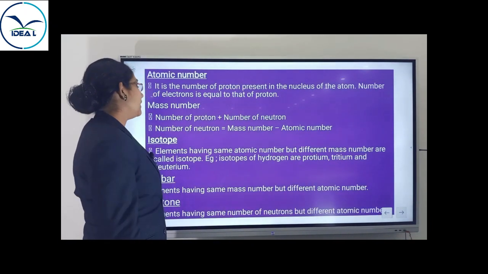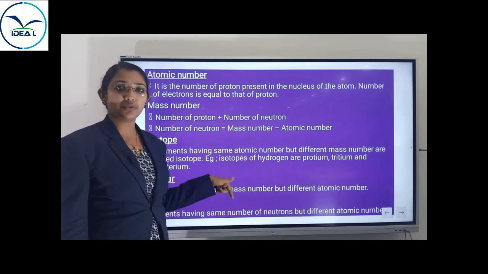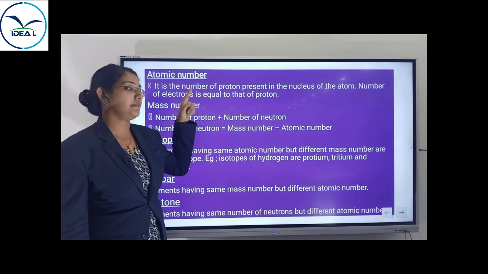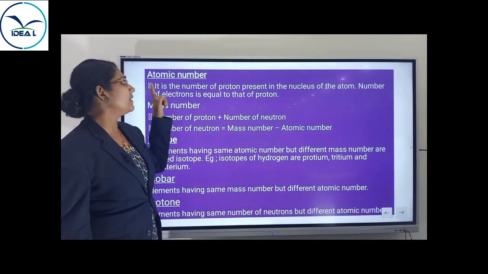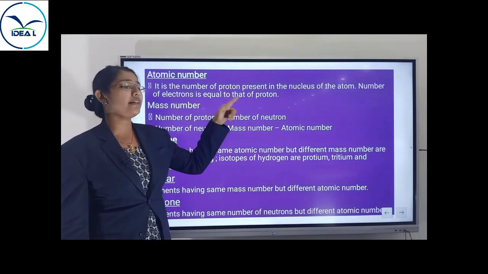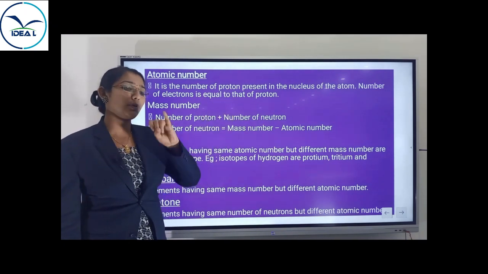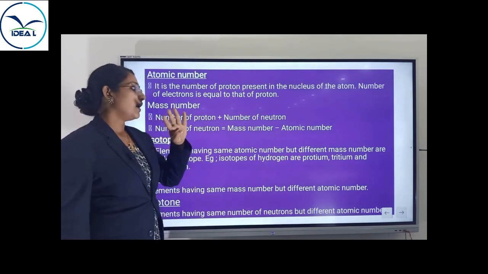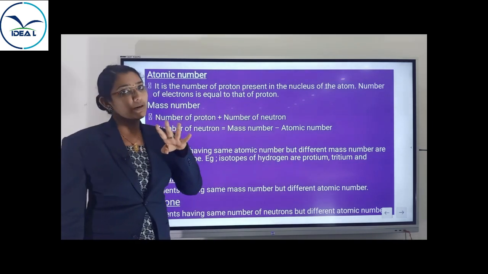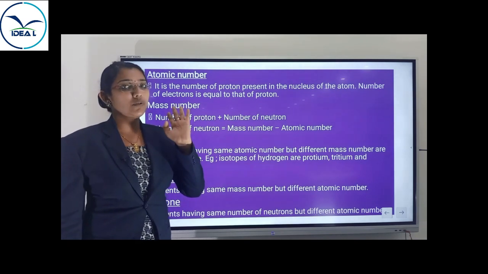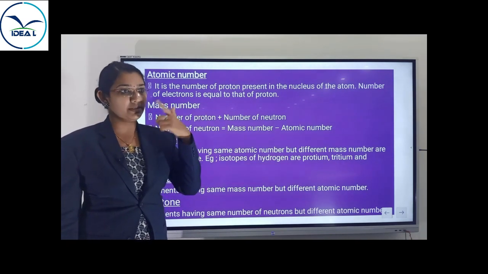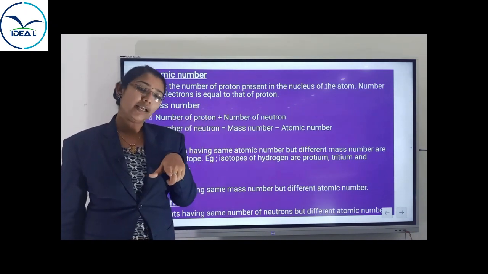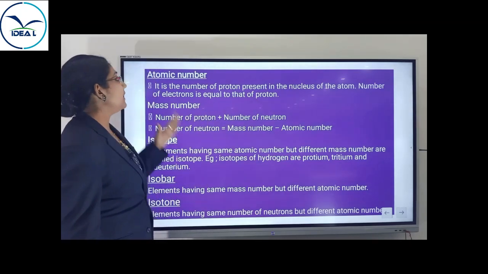Okay, next here are some terms related to the atom. The first term you are familiar with is atomic number. It simply means the number of protons present in the nucleus of the atom. You are now familiar with the proton, electron, neutron and the atomic models, and the positions of the subatomic particles in the atom. Where is the electron present? Electrons are present in orbits which revolve around the nucleus, and protons and neutrons are present inside the nucleus.